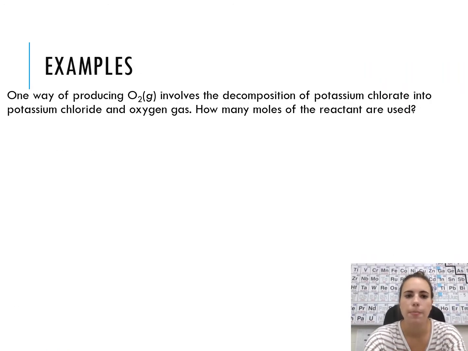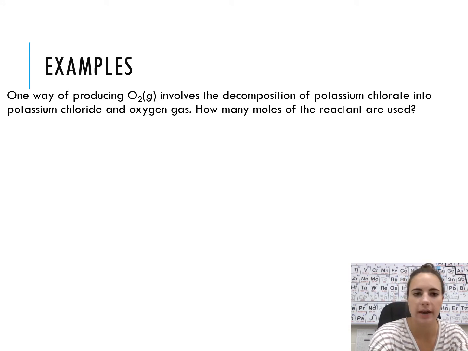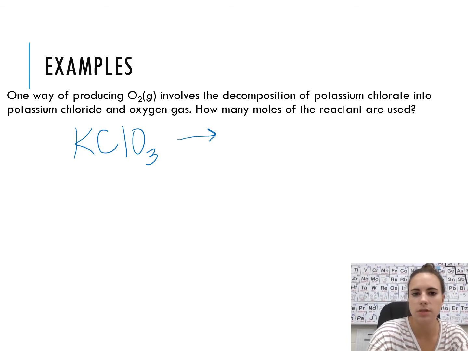So for example, one way of producing oxygen gas is the decomposition of potassium chlorate into potassium chloride and oxygen gas. How many moles of each reactant are used? So the first thing that we have to do is write a balanced chemical equation. So potassium chlorate is KClO3. And it says it decomposes into potassium chloride and oxygen gas.